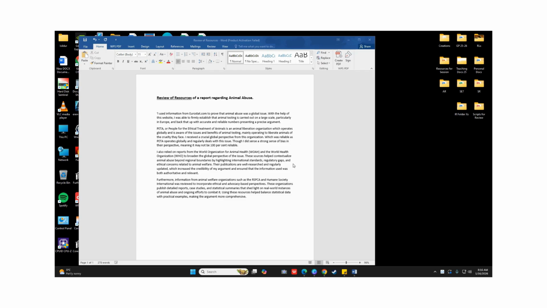Now, I'm going to use this small review of resources to actually make sure that students understand the point. All right. So this is the review of resources of a report regarding animal abuse. This is the first resource that the student is reviewing. He says that I used the information from Eurostat.com to prove that animal abuse was a global issue. So he is telling you what he has used the resource for.